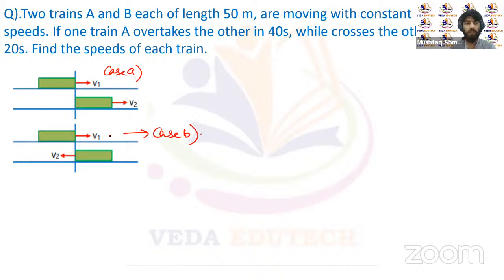In the first case, train A overtakes train B. Train A is trying to overtake train B, and it overtakes train B in 40 seconds. Their relative speed will be such that it will only overtake train B if V1 is greater than V2. If V1 is not greater than V2, then train A is not going to overtake train B. So V1 has to be greater than V2.